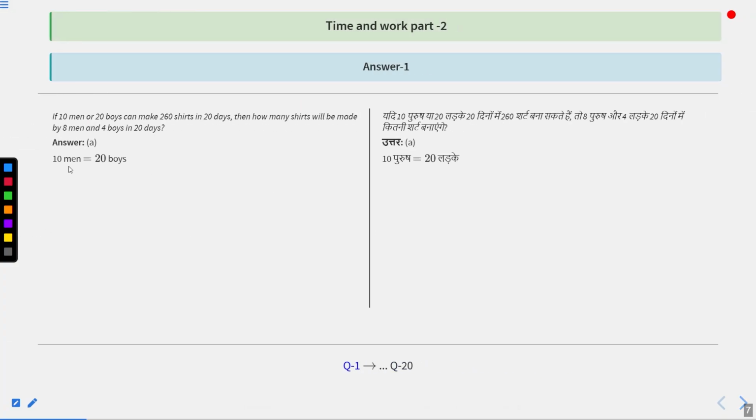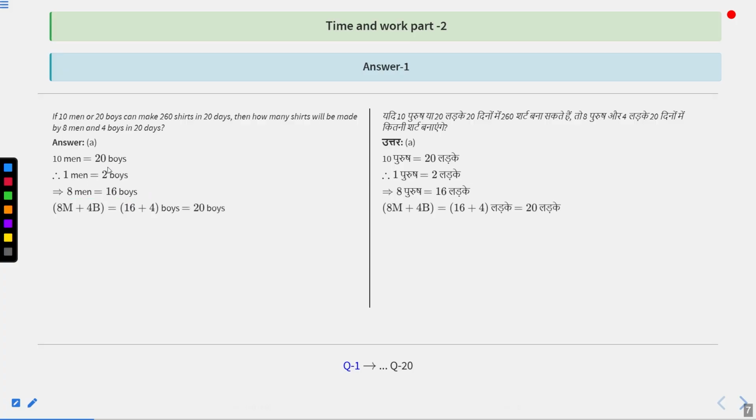In the question it is given that 10 men equals 20 boys. If 10 men or 20 boys can make 260 shirts, what will be the efficiency of men and boys? So 1 man equals 2 boys. So we can say that 8 men equals 16 boys. Clear? Now when we make the equation of 8 men and 4 boys, 8 men equals 16 boys and 4 boys are always present there. So when we add it, we get 20 boys' work. Clear? So hence 8 men and 4 boys will make 260 shirts in 20 days.